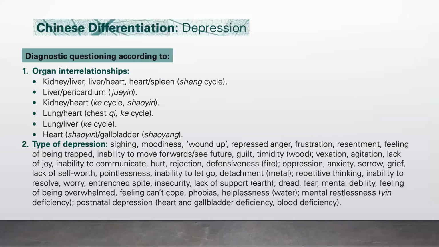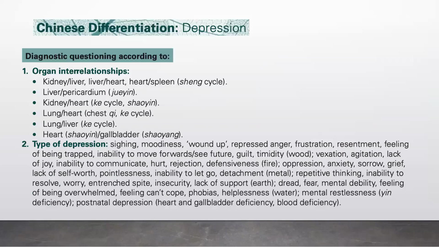Let's now go to Chinese differentiation of depression. Let's start with organ interrelationship. We can look into the kidney and liver and the heart and spleen relationships. These are the Sheng cycle relationships, or the generating pattern relationships. Another is the relationship between the pericardium and the heart. These belong to the Jueyin meridians.